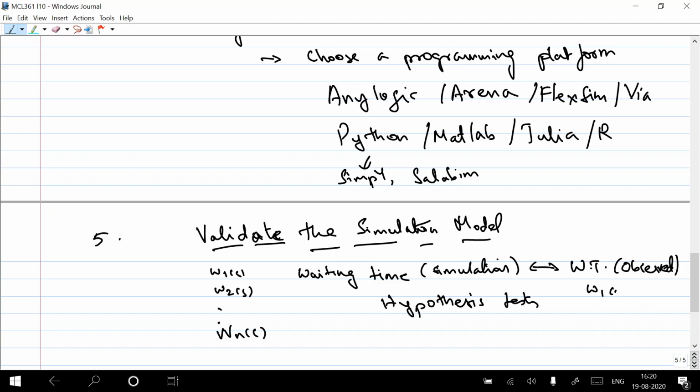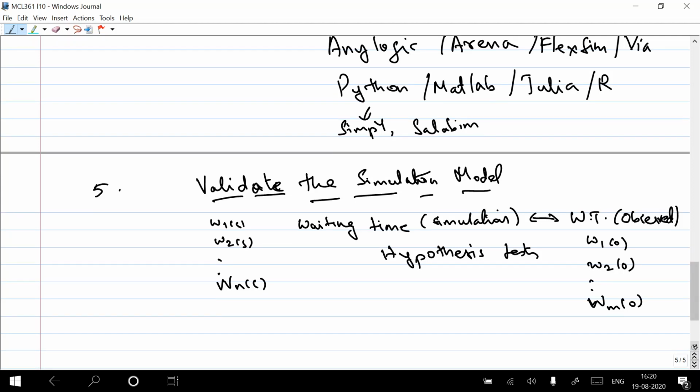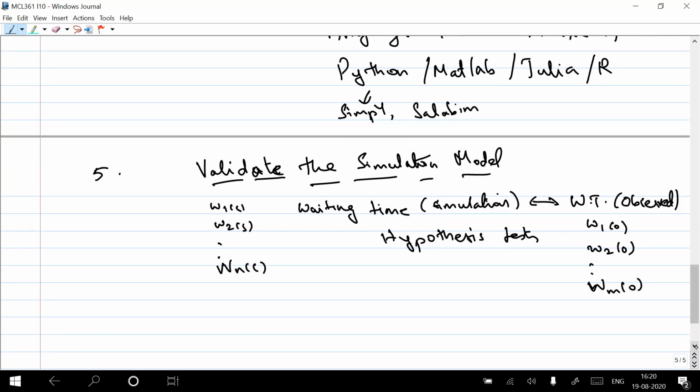So you have W1O, W2O, and so on, WMO. There's no reason the simulation should produce the same number of observations as what is observed. That's not necessary. Then you conduct, for example, a two sample t test or whatever it is. You have parametric tests and non-parametric tests, you don't need to worry about that. So ideally, yes, hypothesis tests.